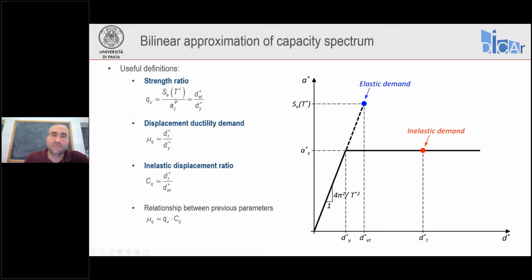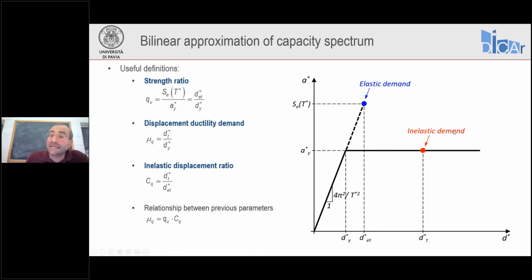It's exactly the same thing, because again, accelerations and displacement in an elastic structure are directly related, are linearly related. Next parameter is the displacement ductility demand. So this was for the SE T star, for the elastic structure. It's for the elastic demand, but our oscillator is yielding before reaching this point. So as we define a strength ratio, then we will also define a displacement ductility demand.